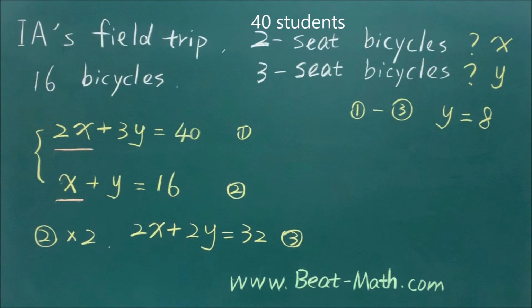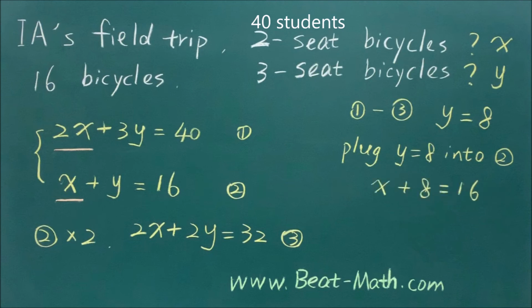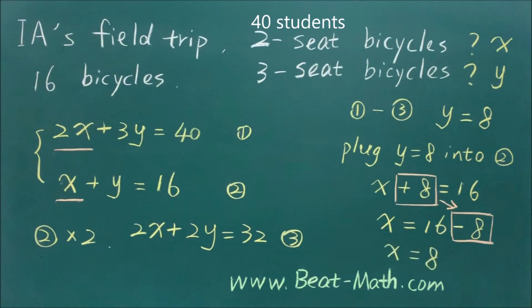The next step is to solve x. We can plug y equals 8 into any of the three equations we have. For example, we plug y equals 8 into equation 2 because it looks the simplest. x plus y equals 16, x plus 8 equals 16. We move plus 8 to the right and change its sign and we get x equals 16 minus 8. If you're not familiar with this transposition trick, check the link in the top right of the video. Okay, we get x equals 8. That is, they rent 8 2-seat bicycles and 8 3-seat bicycles.